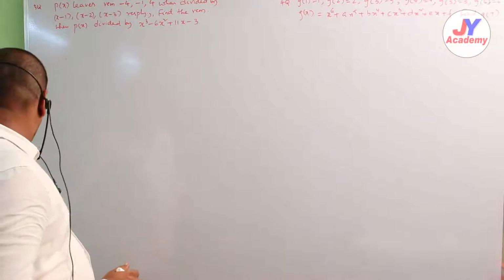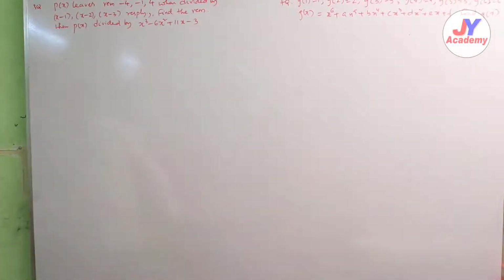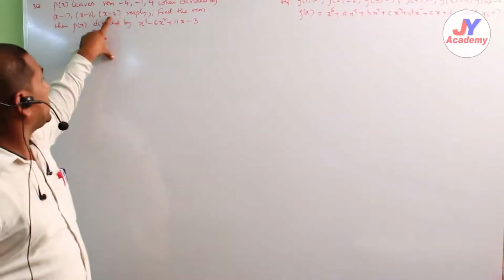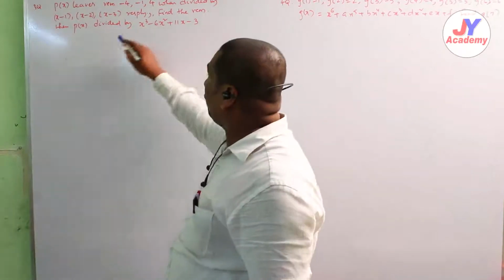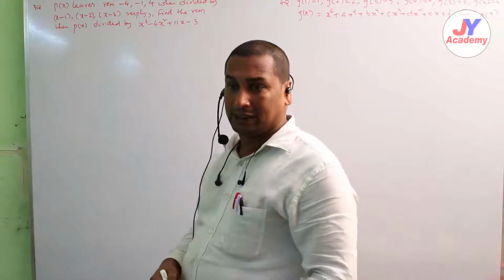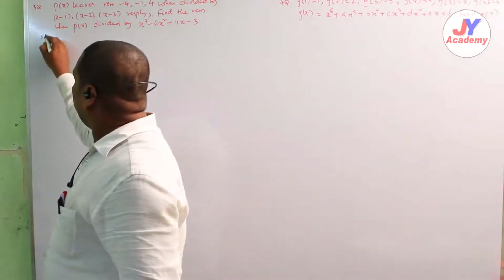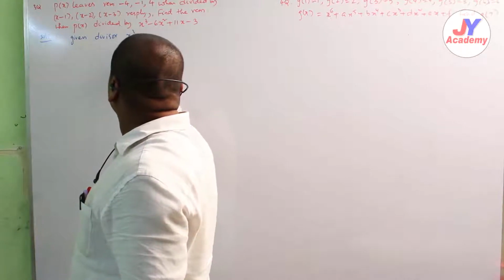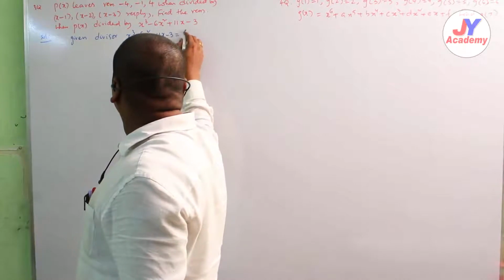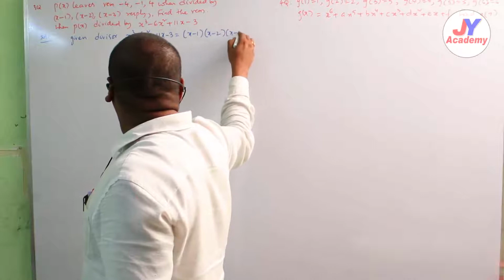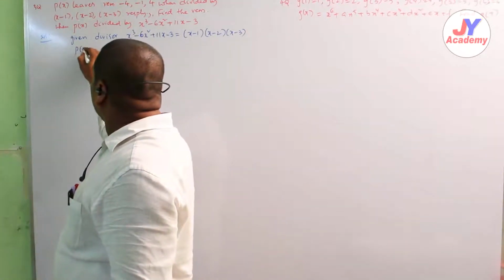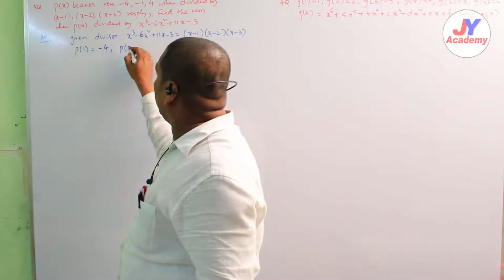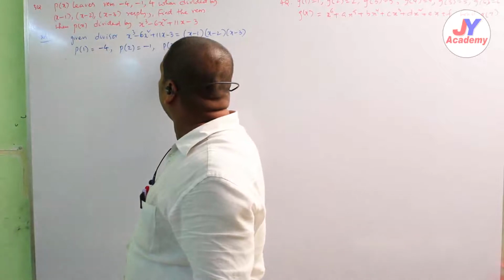Right? P of x leaves remainders minus 4, minus 1, 4 when divided by x minus 1, x minus 2, x minus 3 respectively. Then find the remainder when P of x is divided by x cube minus 6x square plus 11x minus 3. So, given, what is the divisor? X cube minus 6x square plus 11x minus 3. It can be written as x minus 1 into x minus 2 into x minus 3. And also given, when P of x is divided by x minus 1, what is the remainder? Minus 4. P of 2, minus 1. P of 3, 4.